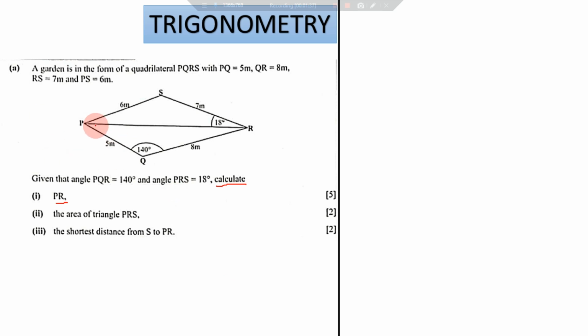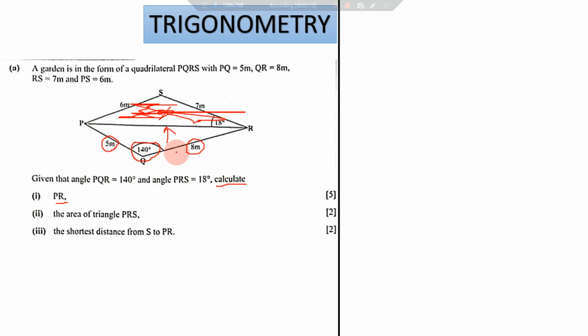When you look at this question, I am going to forget about the triangle on top, because we are going to get stuck on this one. Now let us look at the triangle on the bottom. We have two sides, 5 meters and 8 meters, and the angle which has been given, which is 140 degrees.